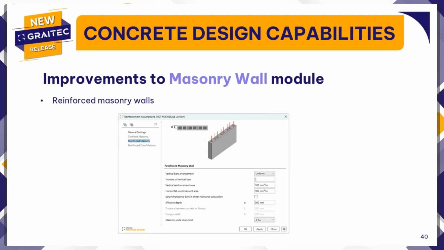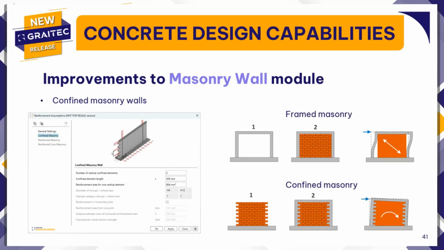And now we jump to the masonry wall module. Starting with this release, it enables verification of masonry walls that include reinforcement. We can define the areas of vertical and horizontal reinforcement and set different arrangements of vertical bars. In addition, there is also a possibility for performing verification of confined masonry walls, for which we define the reinforcement in confined elements. In a short explanation, confined masonry walls are structures whose deformations are limited by adjacent concrete structure and are not the same as masonry infill in a concrete frame.